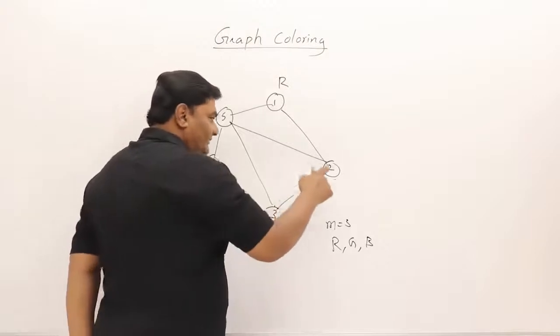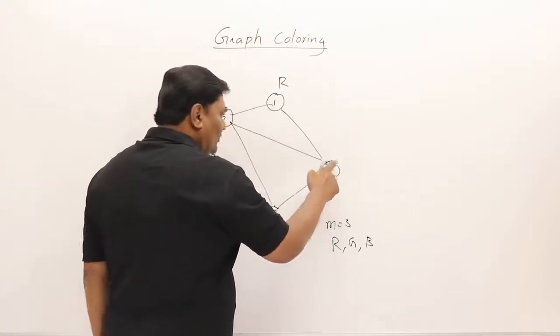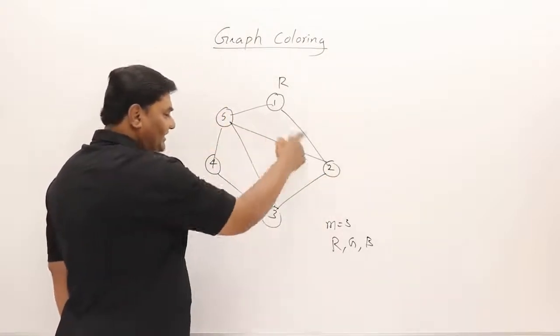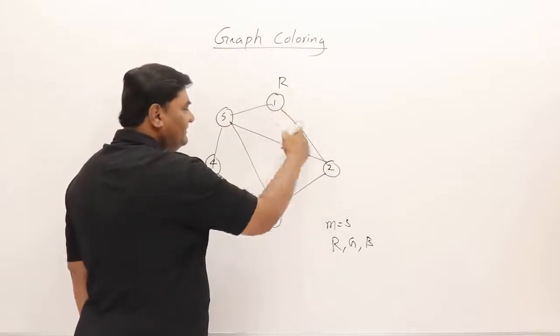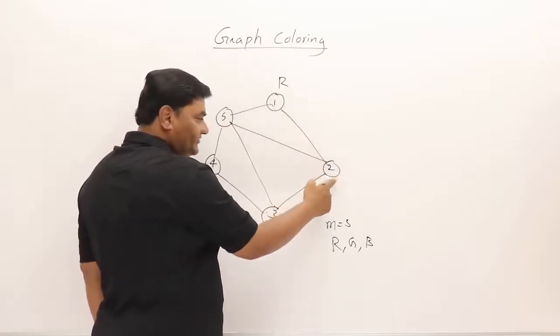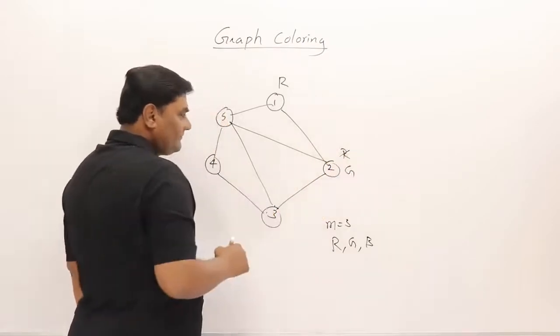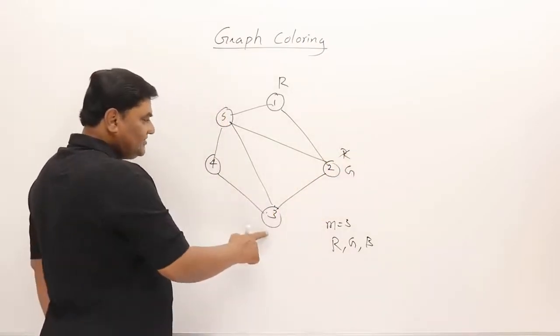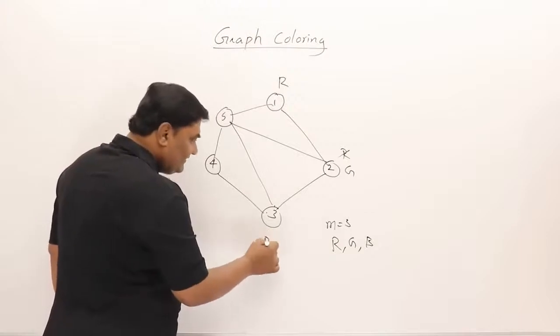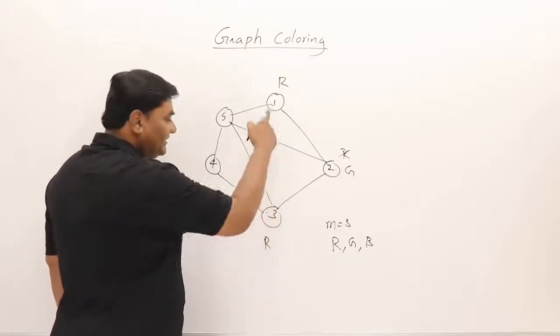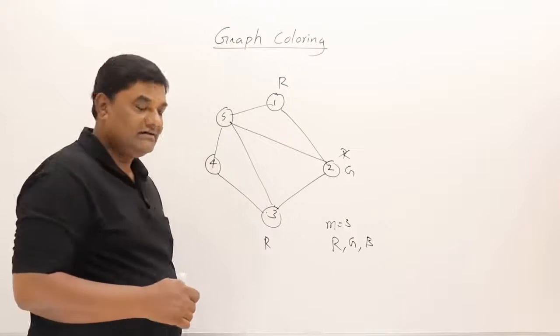Now I'll pick up second vertex 2. Who are neighboring to 2? 1 and 3. But already red color is there on this neighboring vertex. So this 2 cannot take red color. So okay, we'll give green color. Now go to vertex 3. Which color can I give? Can I give red color? It's not adjacent to 1. Yes, I can take red color.